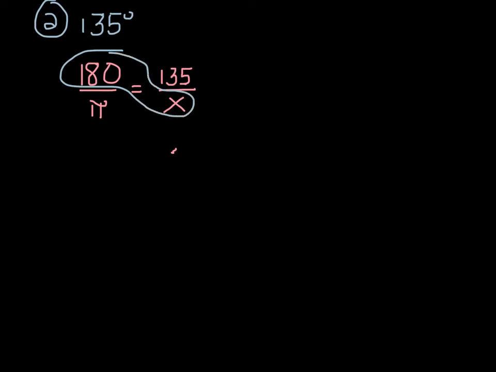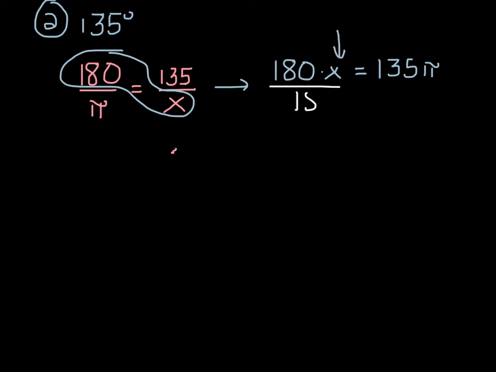So I end up with 180 times x. I think I did that backwards than I did last time, but it doesn't make a difference. Equals 135 pi. Just remember that what you're trying to solve for is the x. So my next step would be to divide by 180.